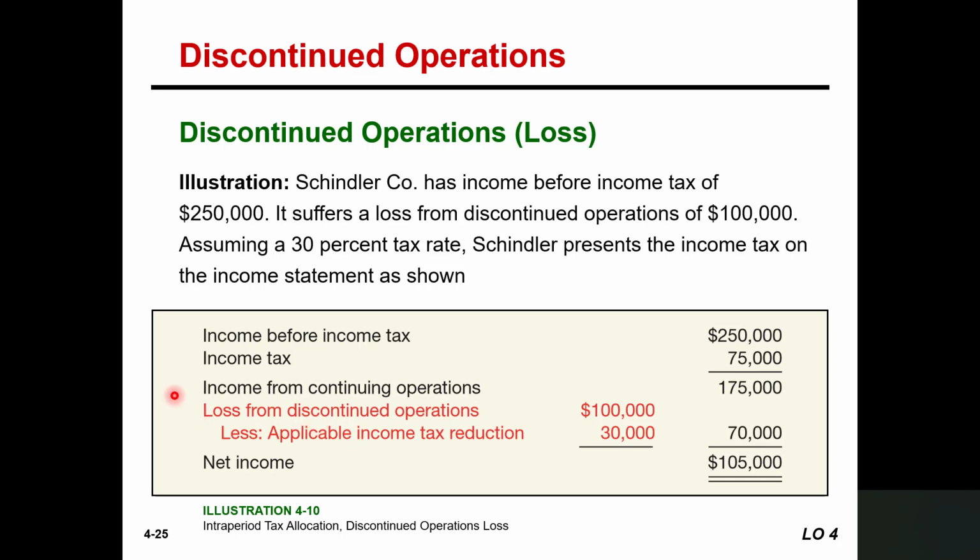For your loss from discontinued operations, it is $100,000, and then your tax reduction is $30,000, which gives you a total loss of $70,000. And that total loss is taken from the income from continued operations, which will give you net income of $105,000.